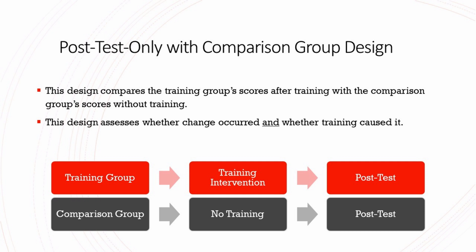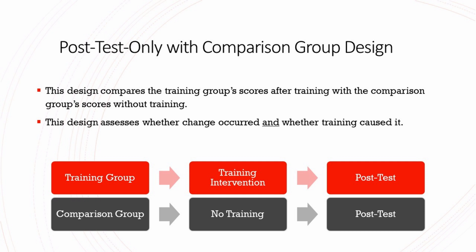Again, there are two measurements taken, one from the training group and one from a comparison group who did not participate in the training. It is very important that employees be randomly assigned to either the training group or the comparison group. After the measurements are taken, the comparison group can then participate in the training so that no one is left out. This time, we determine whether change occurred by comparing the post-test scores of the training group and the post-test scores of the comparison group.